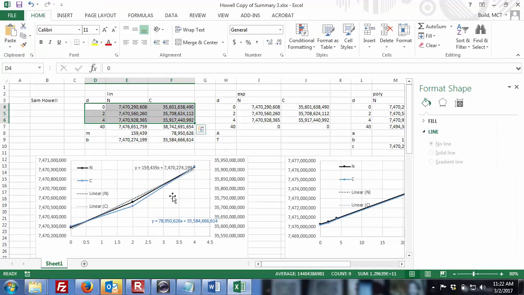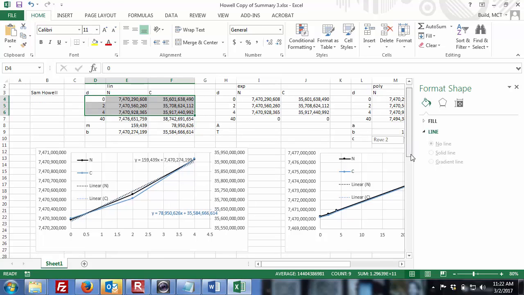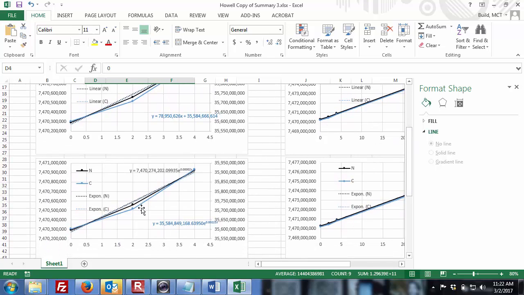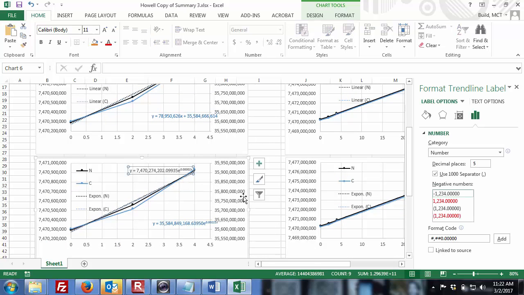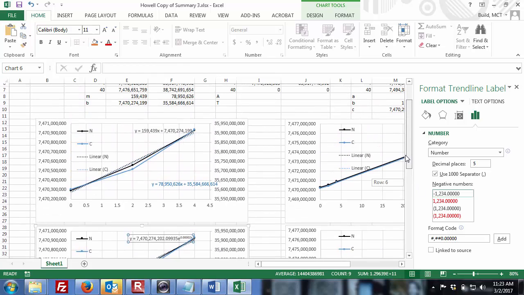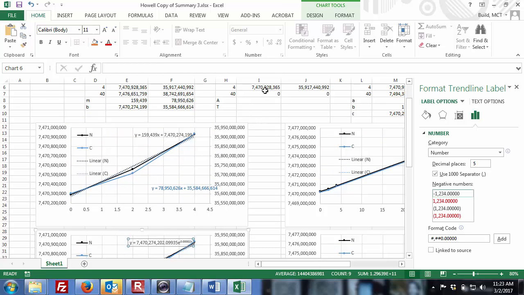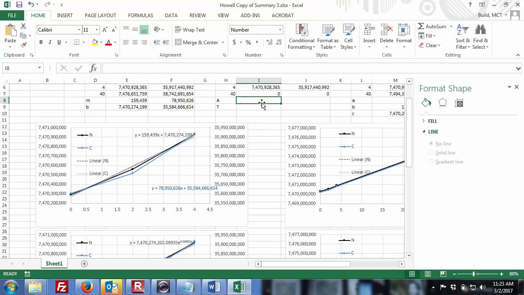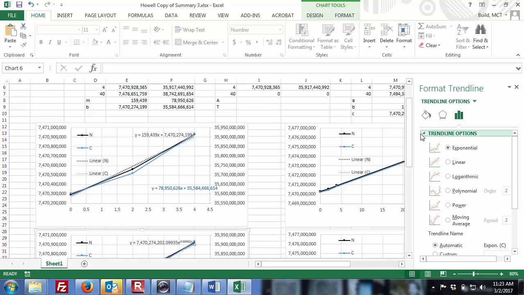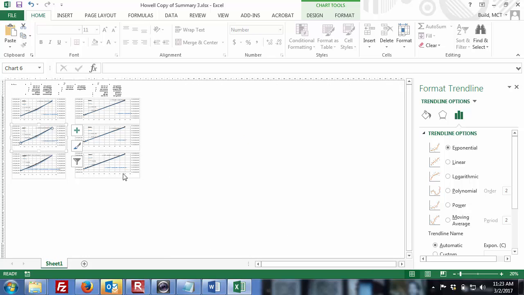Okay, so this is linear. Let's see if we can fix this exponential. There's the equation. Somehow it snuck in there. So we've got A equals 7,400,000,000. Let's just pop that in there. They must have plotted it somewhere. Let me zoom out. Nothing much else there.